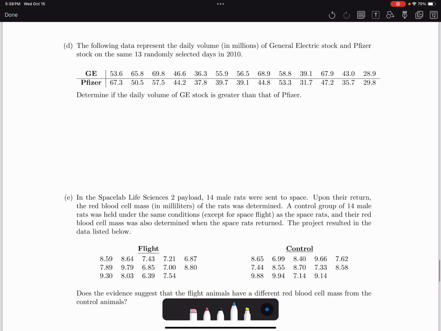The following data represent the daily volume in millions of General Electric stock and Pfizer stock on the same 13 randomly selected days in 2010. Determine if the daily volume of GE stock is greater than that of Pfizer. Once again, give the video a pause. See if you can write down the hypotheses and the app that you would use to get the p-value.